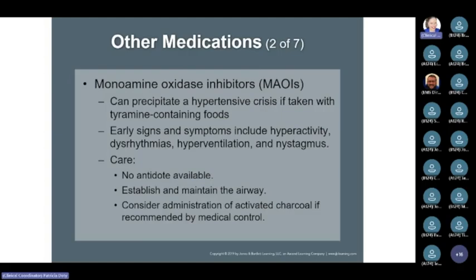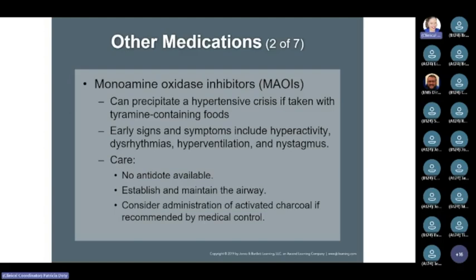So MAOIs, they can precipitate a hypertensive crisis if taken with tyramine-containing foods. These people already know what they can eat and what they cannot. You guys go look up what tyramine-containing foods are, because that's another 10 minutes to talk about. Your early signs and symptoms include hyperactivity, dysrhythmias, hyperventilation, and nystagmus. And that occurs 6 to 12 hours after ingestion. And sometimes it can be as long as 24 hours later. No antidote is available, guys.